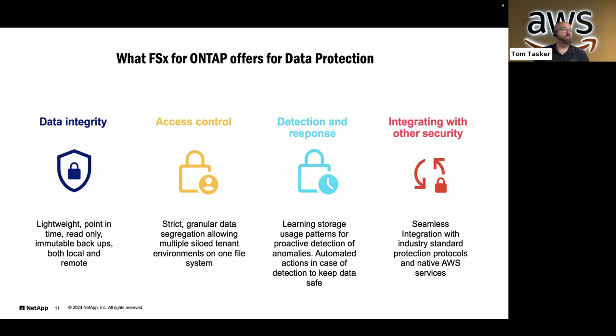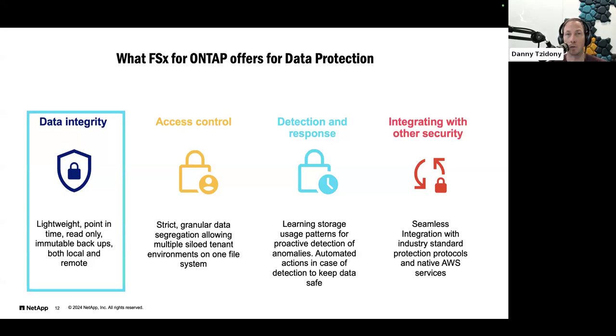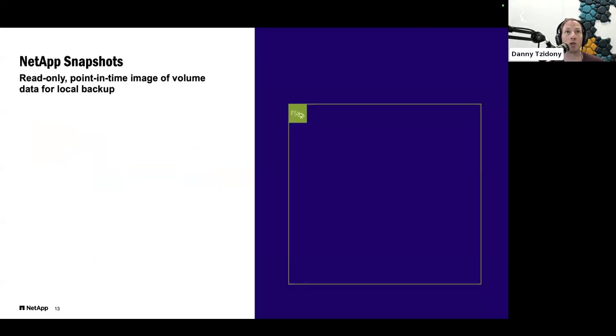So with that, I will hand over to Danny to go through the first section on data integrity. Thank you very much, Tom. So to start off with data integrity, Tom already mentioned that we can't talk about ONTAP without mentioning snapshots.